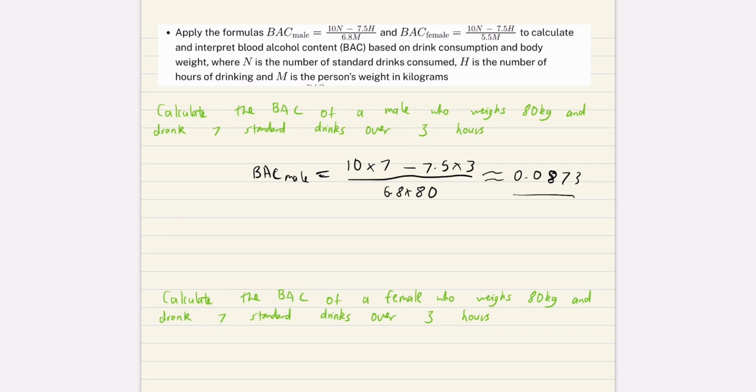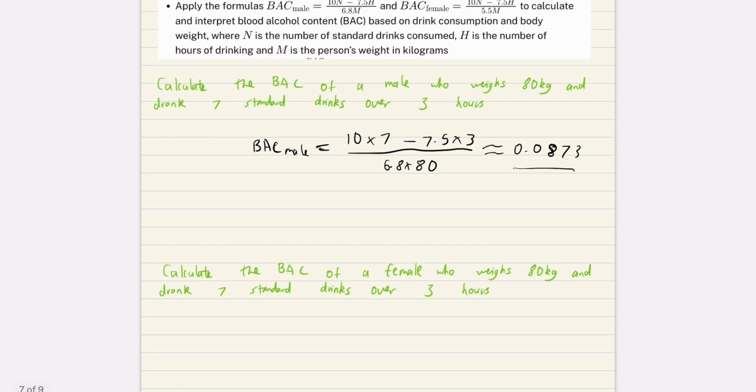And the way we're going to do that is using the theory I just explained at the start. So for the female formula, the numerator is the same, but the denominator is 5.5M compared to 6.8M. Since we've got a smaller coefficient of M on the bottom of the fraction, our whole denominator is going to be smaller for the female case. And if the denominator is smaller, then the blood alcohol content is actually going to get larger. They move in opposite directions.